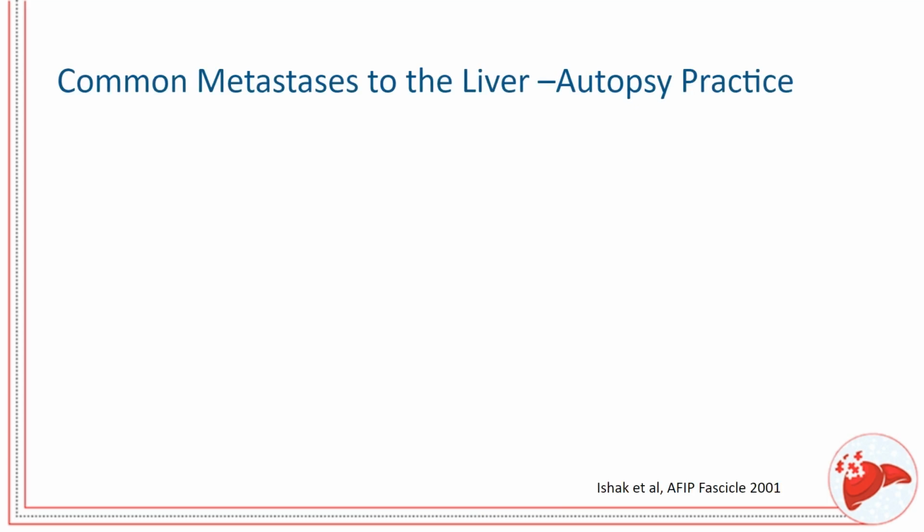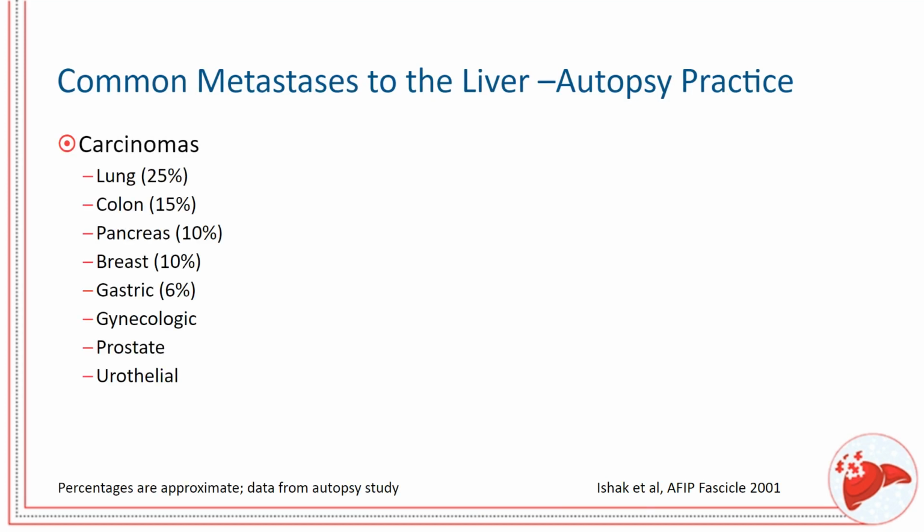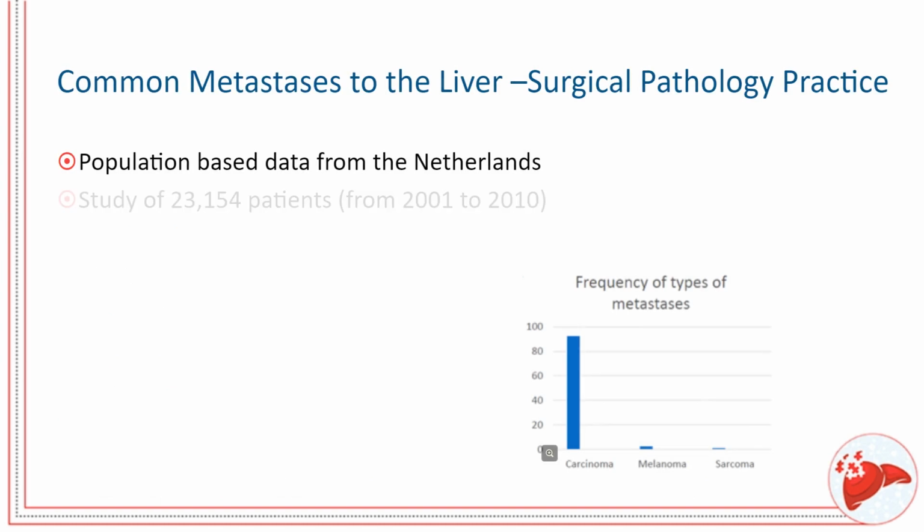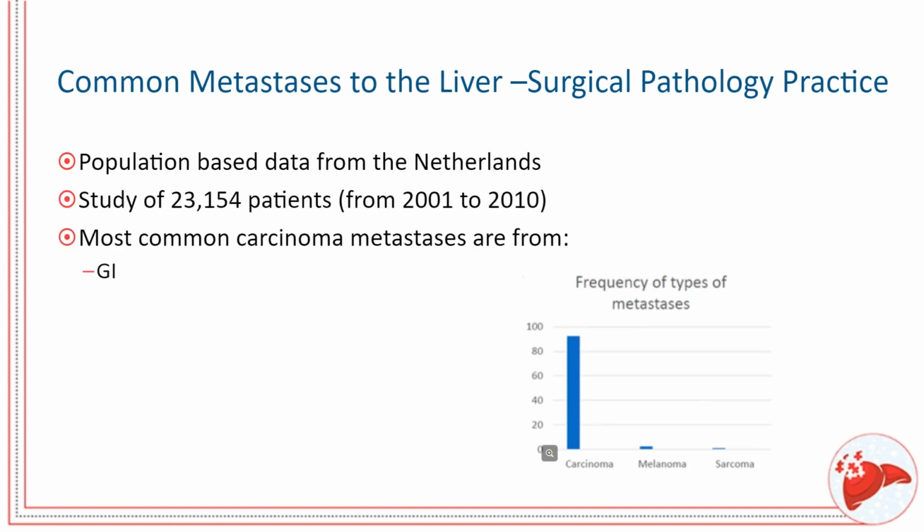The common metastases from the AFIP fascicle include carcinomas, most commonly from the lung and the colon, but also from other sites as listed here, malignant melanoma, and sarcomas. When we look at population-based data from surgical practice, unlike the AFIP cases, which were from autopsy studies, we notice that again the most common carcinomas are from the GI side, then there are carcinomas of unknown primary, followed by breast and lung.